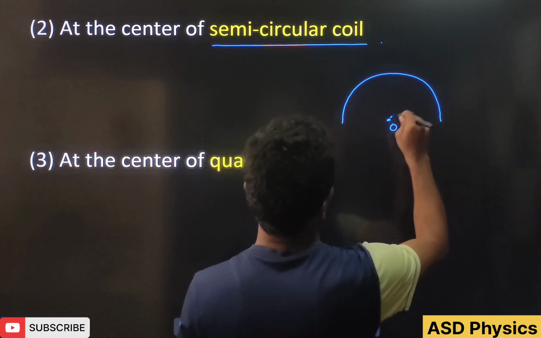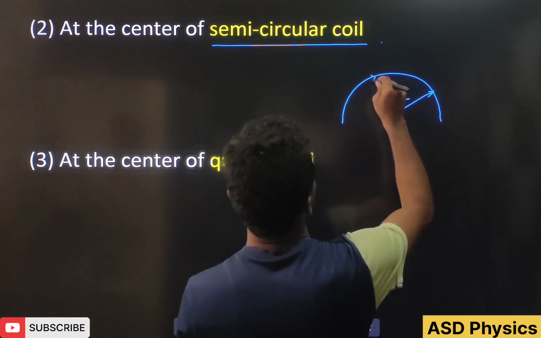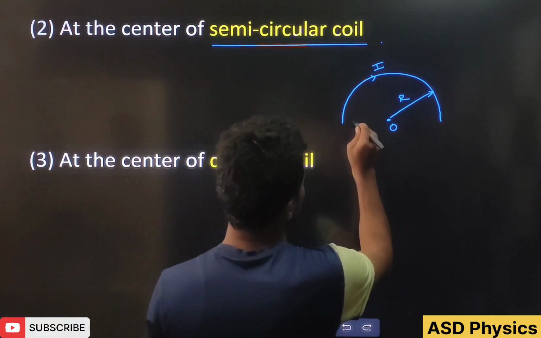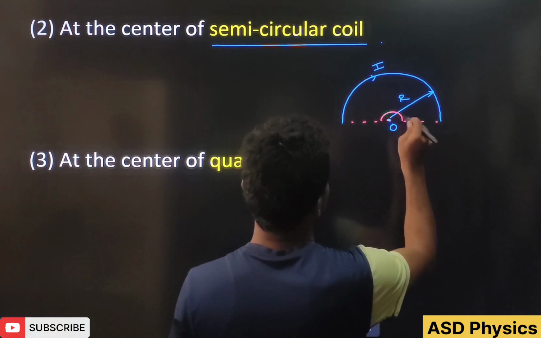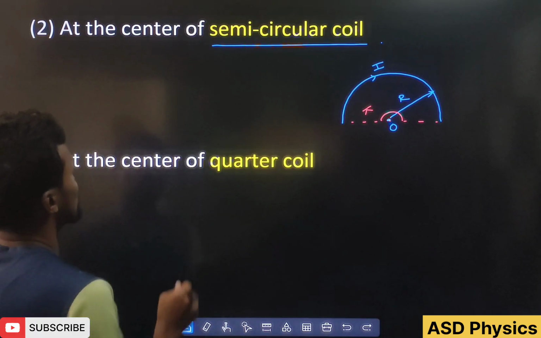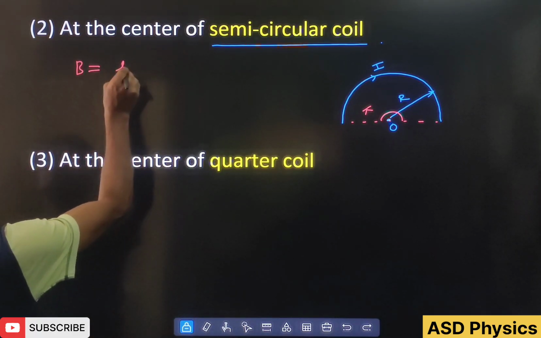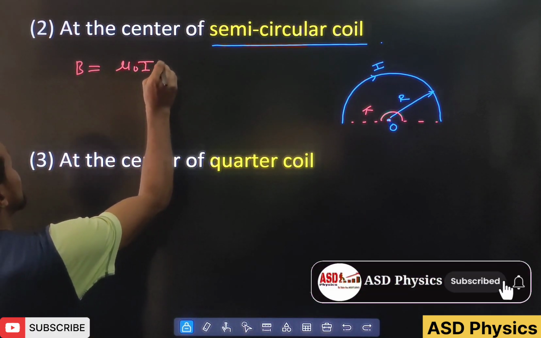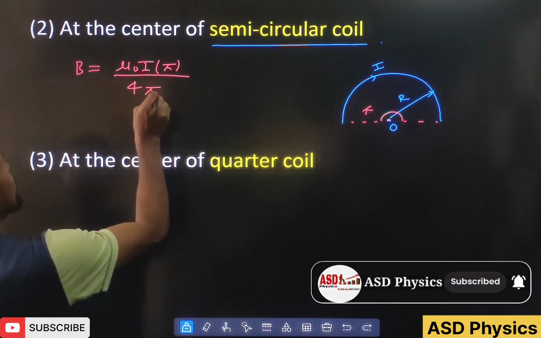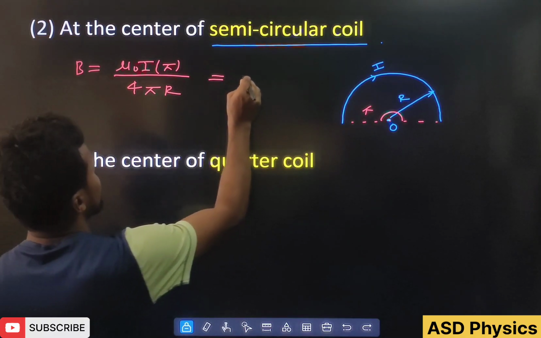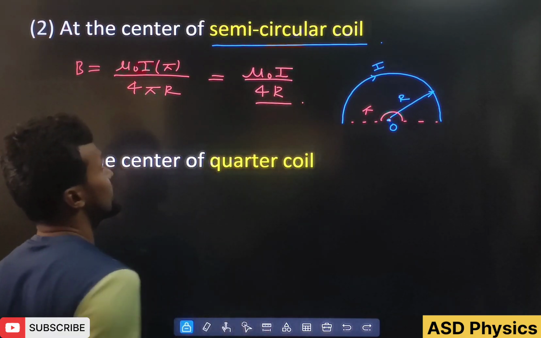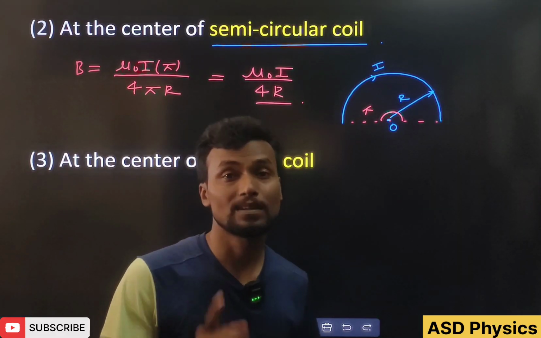This is the center O and the radius is R, current is flowing I. So you know very well at the center how much angle will be there. If I write here like this, at the center how much angle? You can tell pi radian or 180 degree. So what can we write here? See the formula: B equal to mu naught I theta, theta is pi, by 4 pi r. So pi anyhow cancels, it will come mu naught I by 4 r. What is coming due to a semicircular coil? Mu naught I by 4 r.